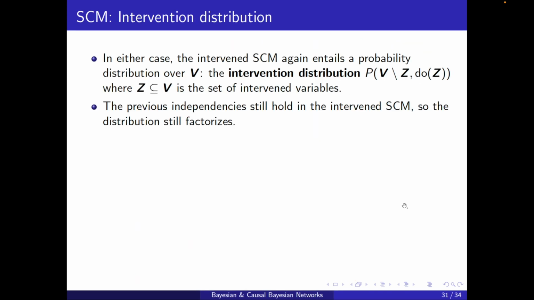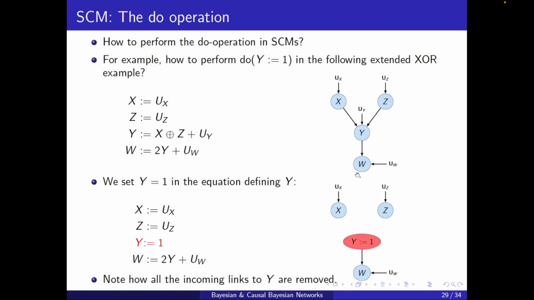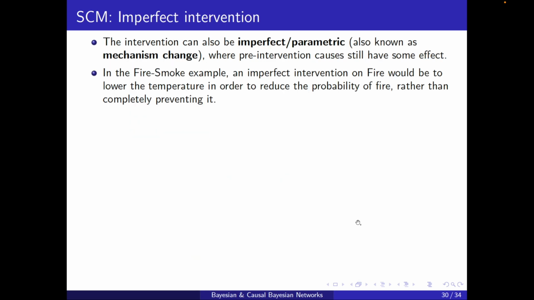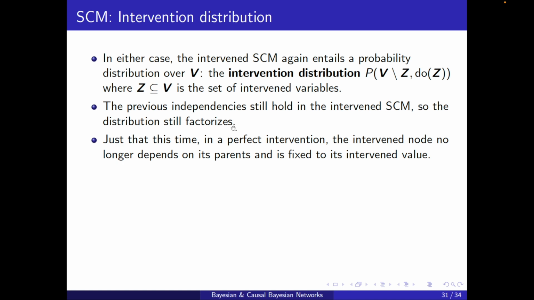Okay? Now, this new SCM still induces a causal network, and none of our previous independencies are lost. We may just have some new ones. For example, here, in the perfect intervention, we still have all of the independencies, like W does not depend on X and Z conditioned on Y. That still holds. The only thing is that we may have some new ones, like Y now no longer depends on its parents. Okay, so that means that again, we can factorize the network according to the causal graph.